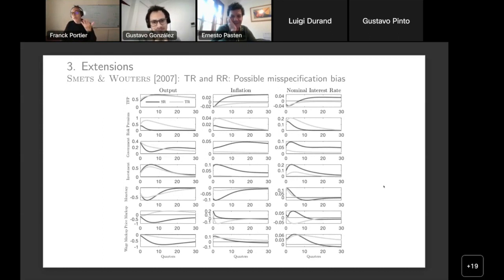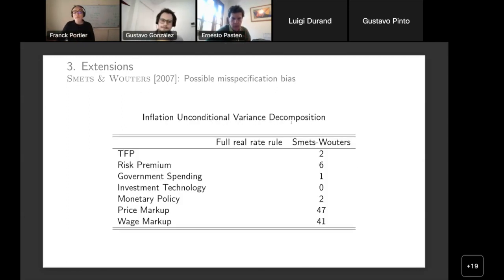Let me do something which I guess is what policymakers and central banks are interested in, which is how do we explain inflation in the US? So let me do the variance decomposition of inflation according to the Smets-Wouters model estimated with the Taylor rule. And I have a very boring view of inflation, which is basically inflation is explained by nothing but the price markup shock and the wage markup shock, those two shocks, which explain 88% of the total variance. And we know that it's very hard to have a structural interpretation of those shocks.